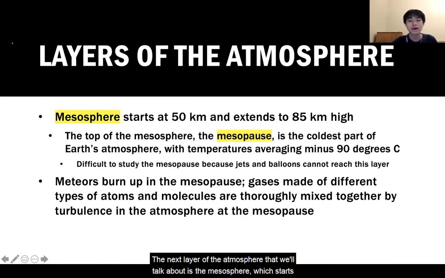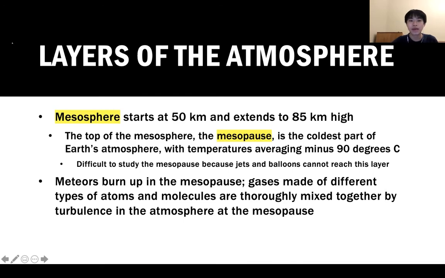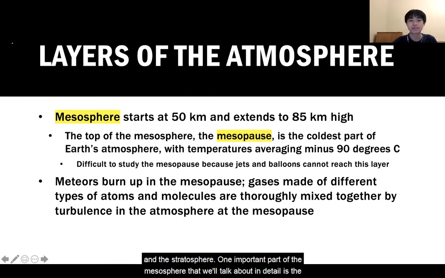So the next layer of the atmosphere that we'll talk about is the mesosphere, which starts at 50 kilometers from the ground and extends to 85 kilometers high. It's above the troposphere and the stratosphere. And one important part of the mesosphere that we'll talk about in detail is the top of the mesosphere, which is also called the mesopause. And it's actually the coldest part of the Earth's atmosphere, with temperatures averaging minus 90 degrees Celsius.